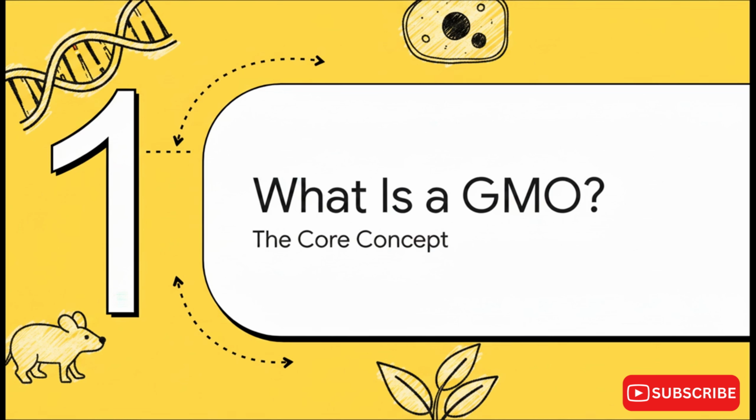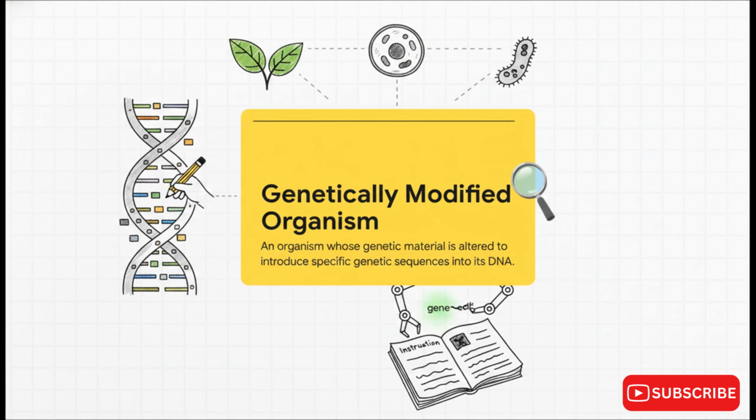What is a GMO? At its very heart, a GMO is any living thing. It could be a plant, an animal, or even a tiny microbe whose genetic blueprint has been changed in a very specific way by scientists. Think of DNA as the complete instruction manual for that organism. Genetic engineering, then, is the tool that lets scientists carefully open that manual and edit a single instruction.